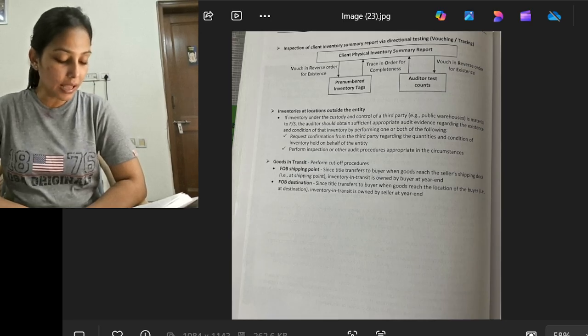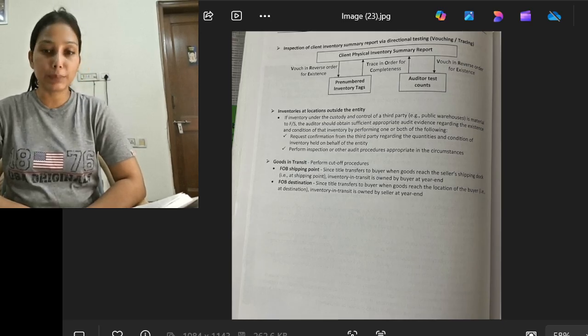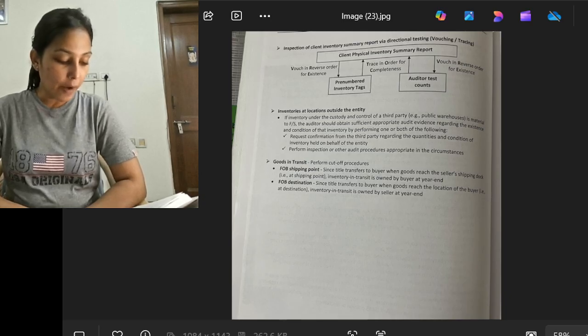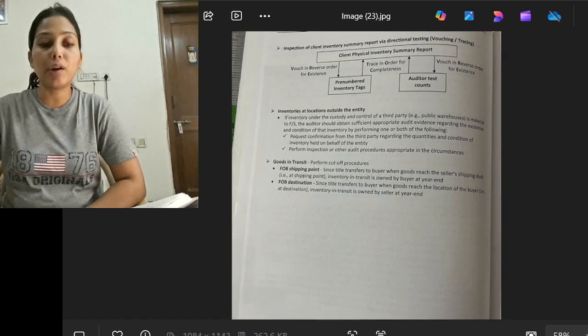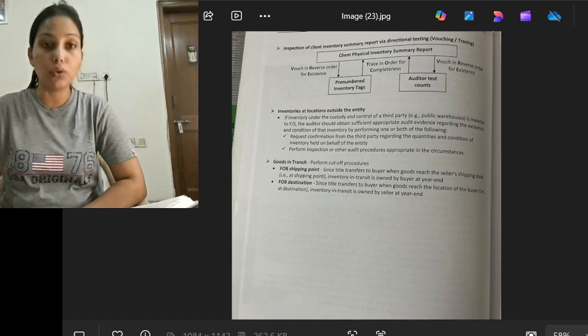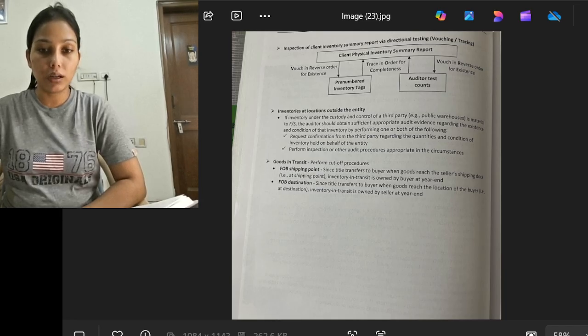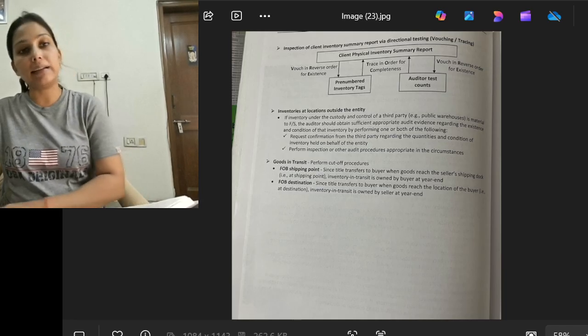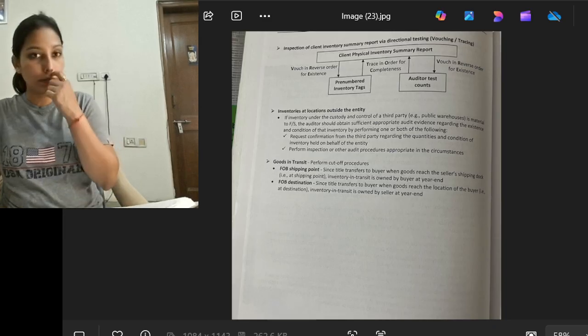Also, if there are goods in transit, then cutoff procedures should be performed for that. FOB shipping point and FOB destination. So these are two terms for the transfer of title, and at the cutoff time, these two are checked.